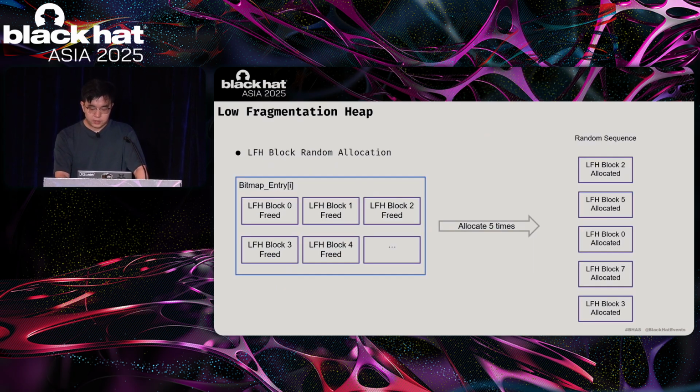When a user requests a memory block, the LFH randomly selects a free block from the most recently used bitmap entry. If that bitmap entry contains no free blocks, the LFH moves on to subsequent bitmap entries until it finds one with a available block. For example, if a user requests 5 blocks of the same size one after another, the LFH will return 5 blocks in a random sequence, as shown in the graph below.